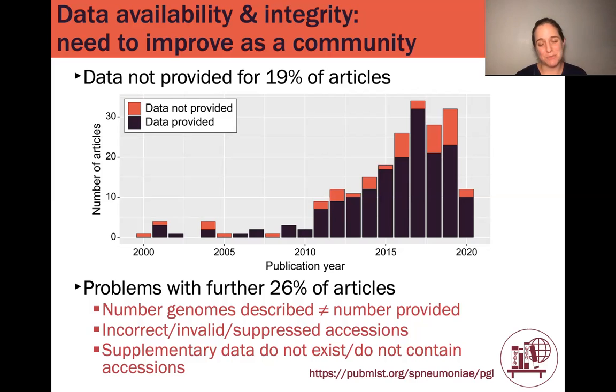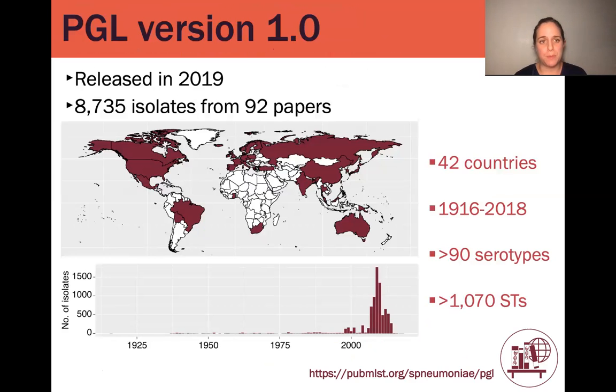We did actually manage to retrieve a lot of data, and we prepared the first version of the genome library for release last year. It contained over 8,700 isolates from 92 papers. And as you can see from the map up there, a wide geographic distribution. The earliest isolate was from 1916, and most of the data do come from the early 2000s onwards. It's also worth highlighting the diversity of the data set. There are over 90 serotypes represented and over 1,070 STs.